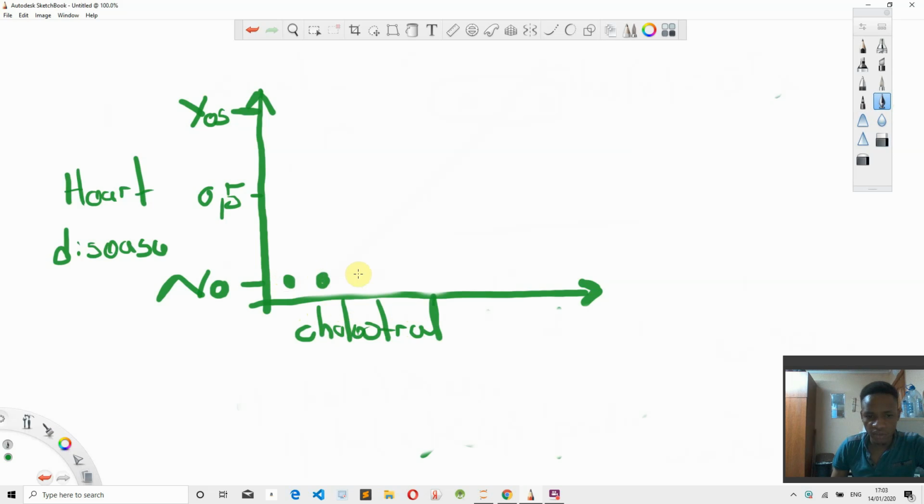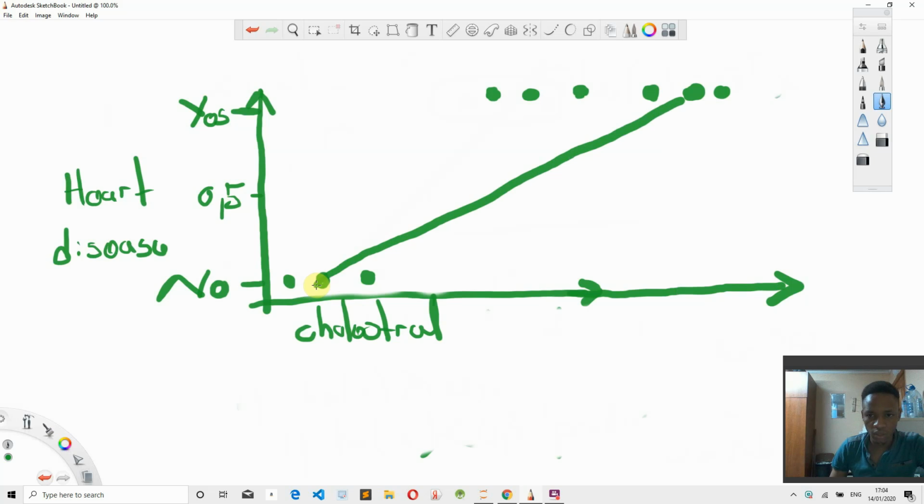Let's say that we have these data points here, and then let's say here we have these data points, and we have other data points that are further away. Let's say we have data points here. So let's extend our line up to somewhere here. If we draw our linear regression model, that would be something like this.